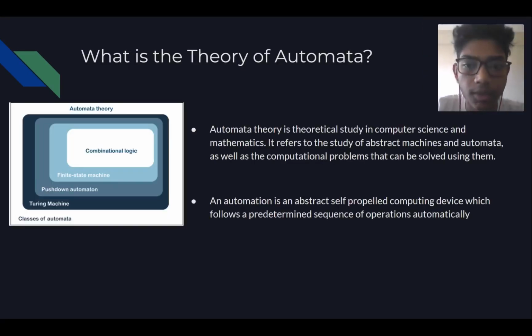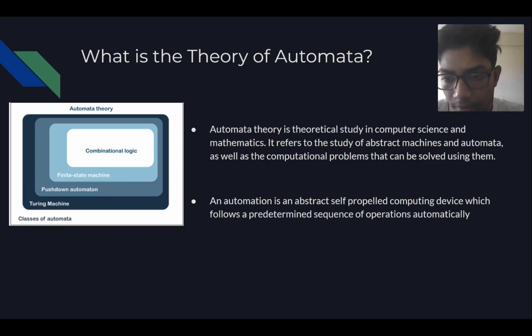So, what is the theory of automata? Automata theory is a theoretical study in computer science and mathematics. It refers to the study of abstract machines and automata, as well as the computational problems that can be solved using them. An automaton is an abstract self-propelled computing device which follows a predetermined sequence of operations automatically. There is a pictorial representation you can see.